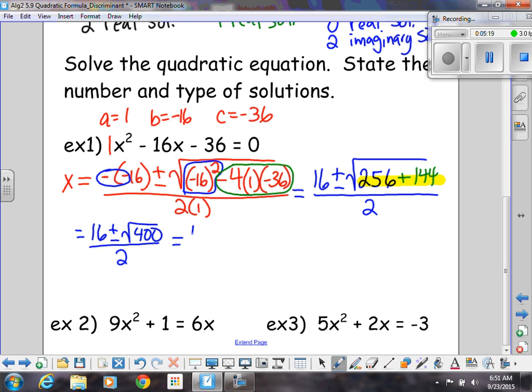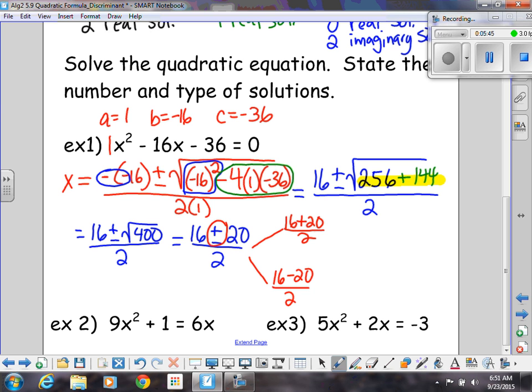So this is 16 plus or minus 20. The square root of 400 is just 20. And that's all divided by 2. From here, I want to remind you that this plus or minus means I have 2 answers. So those 2 answers involve doing 16 plus 20 divided by 2 and 16 minus 20 divided by 2.